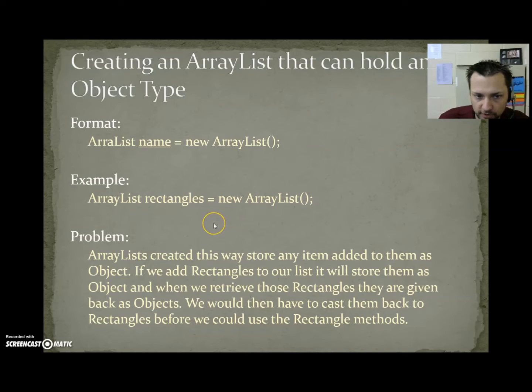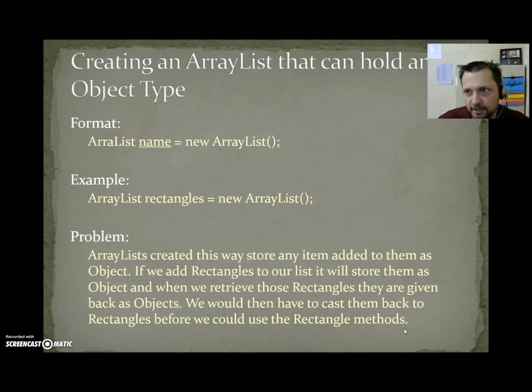There's a problem with doing it this way. I just want you all to see that you can do it this way. But the problem is array lists created in this way store any item added to them as an object. If we add rectangles to our list, it will store them as type Object. And when we retrieve those rectangles, they're given back as objects. We would then have to cast them back into rectangles before we could use the rectangle methods.